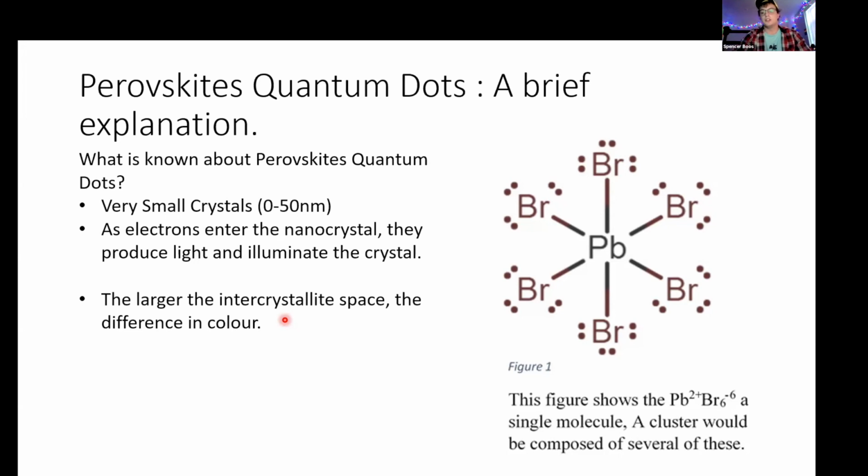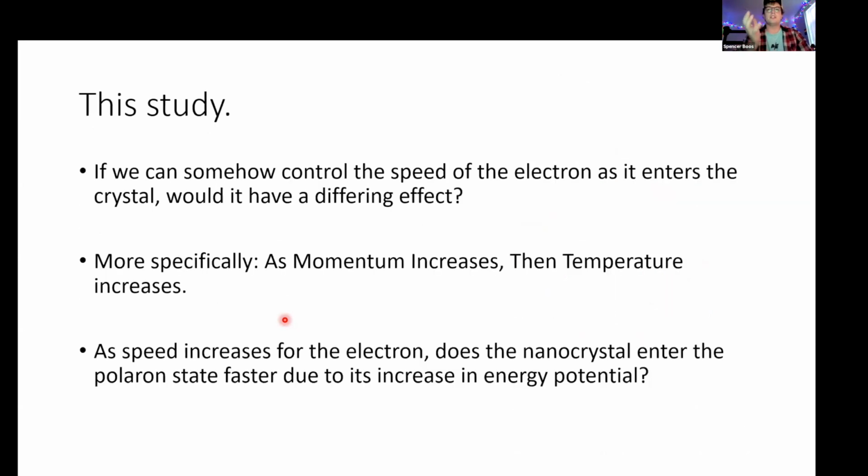Right now, we know that the larger the space inside the crystal, there's going to be a difference in color. So if we can theoretically change the speed of the electron as it enters the crystal, would it have a different effect on the crystal? More specifically, as the momentum increases, does the temperature increase? Does the nanocrystal enter the Polaron state faster because of its energy potential due to the momentum increasing? There are also some other things that I recommend at the end of the study that we look at and maybe suggest for further research.